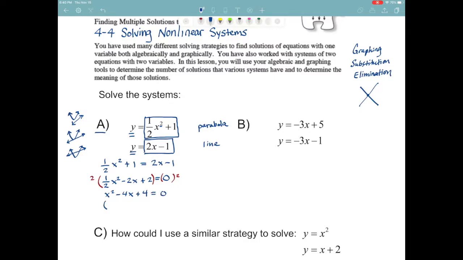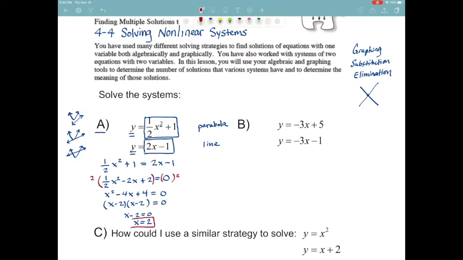Now that's an easy one to factor. That's a perfect square trinomial. We should end up with x minus 2 times x minus 2. And to solve it, we'll take one of those, set it equal to 0, solve, and we'll get x equals 2.